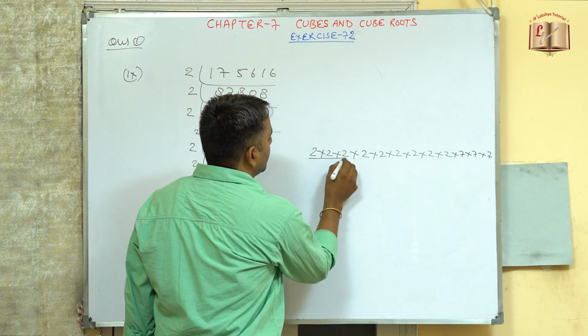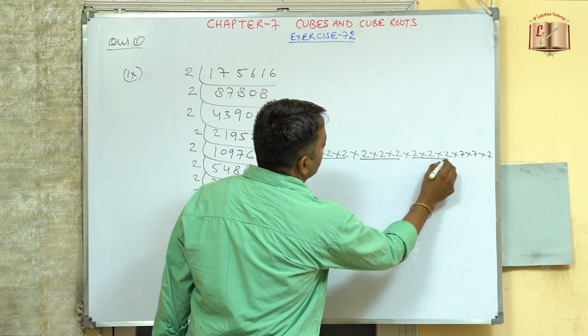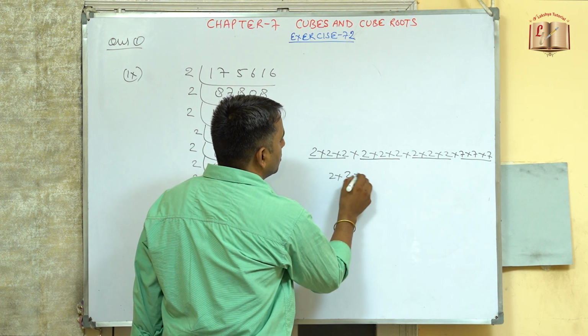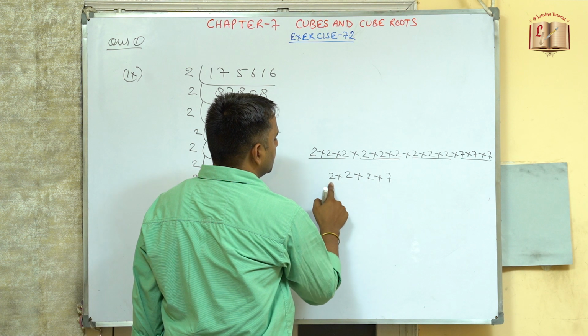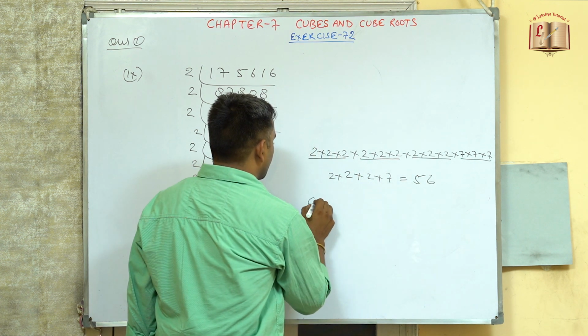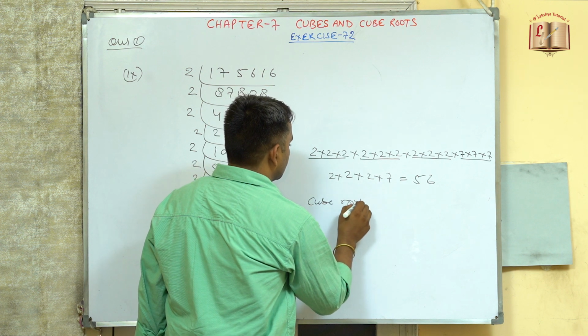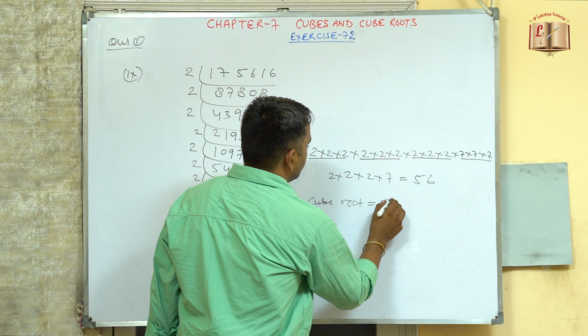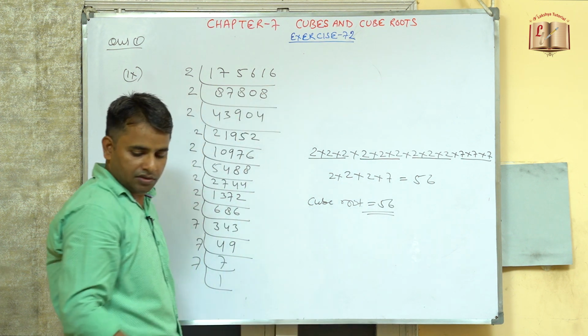So we'll make the groups. This is one group, another group, and this is this. So this is 2 into 2 into 2 into 7. So the cube root, we got, is 56.